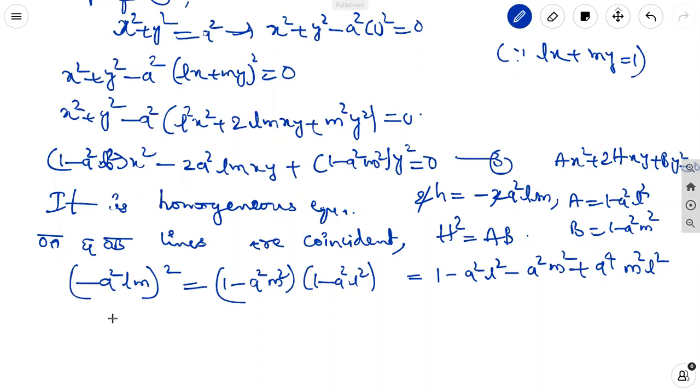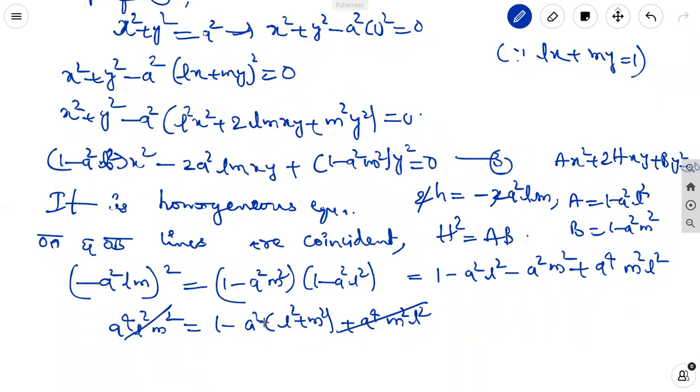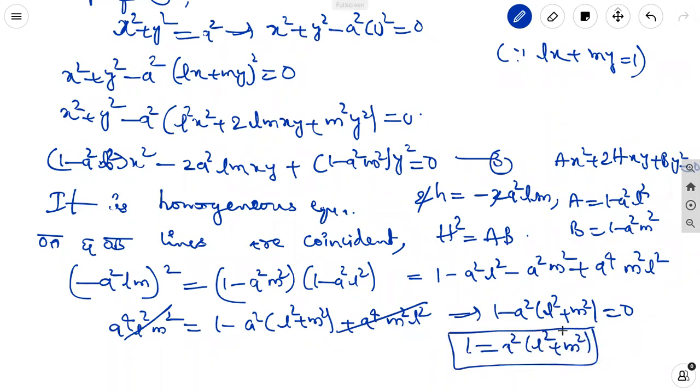Here minus into minus plus a to the power of 4 l square m square is equal to 1 minus a square taking common (l square plus m square) plus a to the power of 4 m square l square. These two get cancelled. Taking to the left side it becomes 0: 1 minus a square (l square plus m square) equal to 0. This term is taken to the right side: 1 equal to a square into (l square plus m square). This is the condition for the two lines to be coincident which meet at the origin.